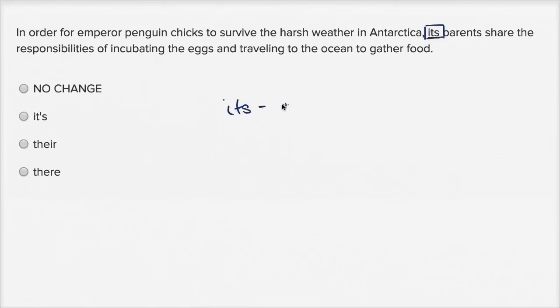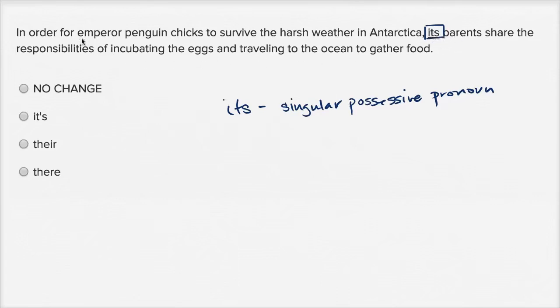"Its" is a singular possessive pronoun, which is just a fancy way of saying it's referring to one individual thing possessing something. Now here, are we referring to one individual thing possessing something? Are we talking about one thing's parents? Well, let's look over here.